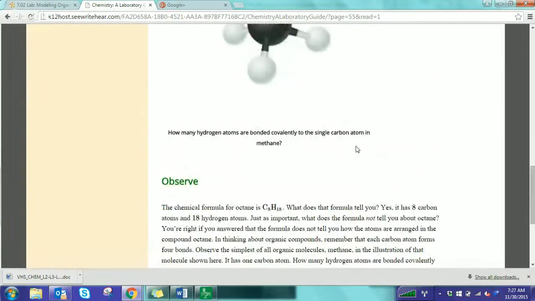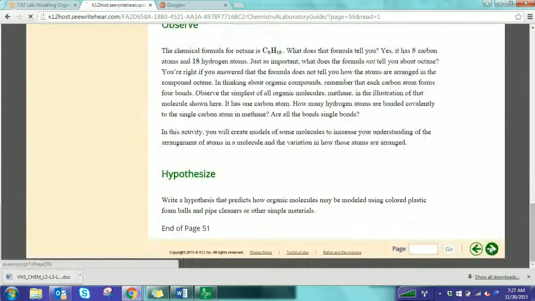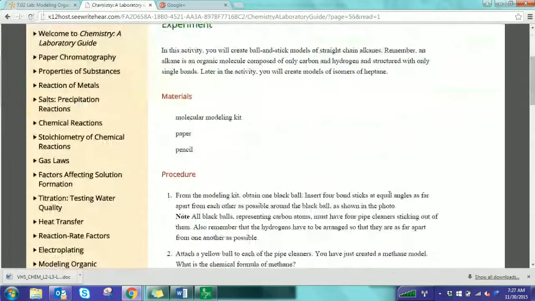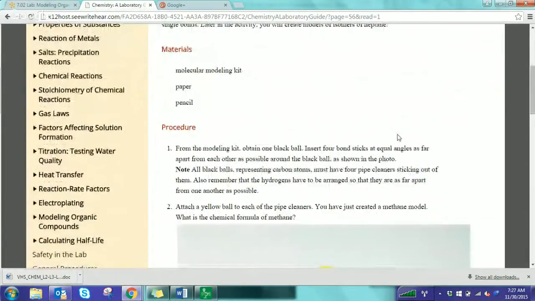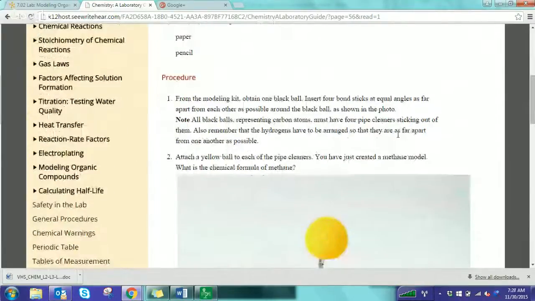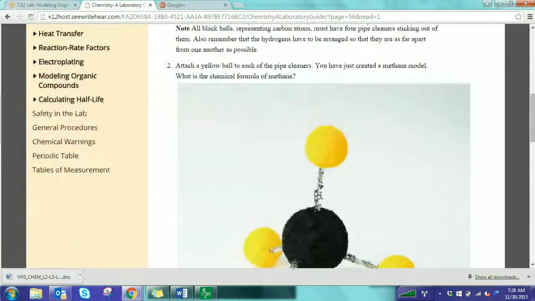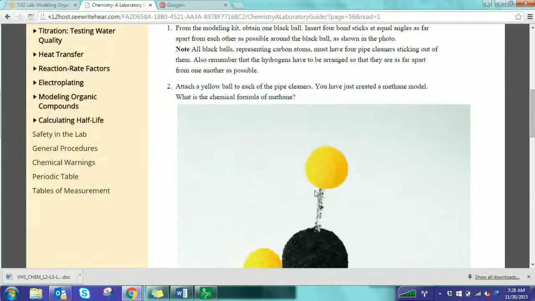So if we follow along, get into the procedure. So we need our molecular model kit, paper and pencil. Paper and pencil I think is going to come in the handiest because the kits, I mean, they're nice, but they're not that great. So it says obtain a black ball, insert 4 bond sticks at each angle as far apart from each other as possible around the black ball shown in the photo. So they're assuming that you have styrofoam equipment so that you can stick the little pieces in wherever. That is not the case.